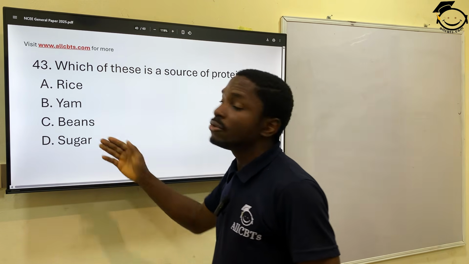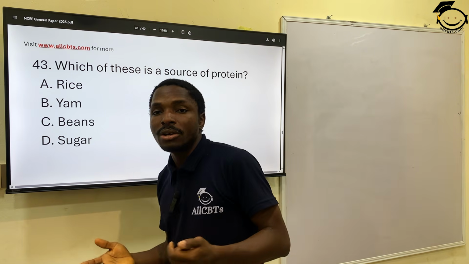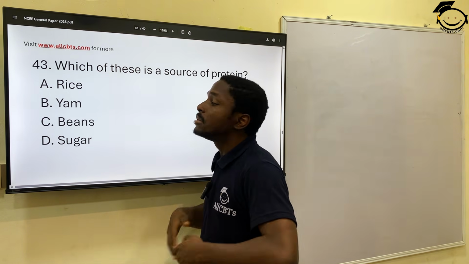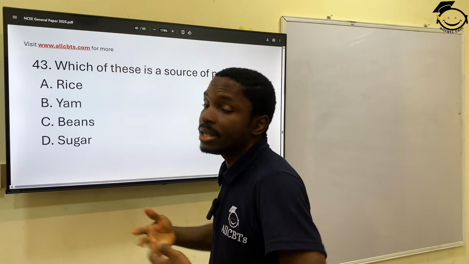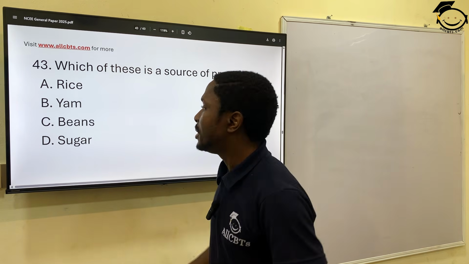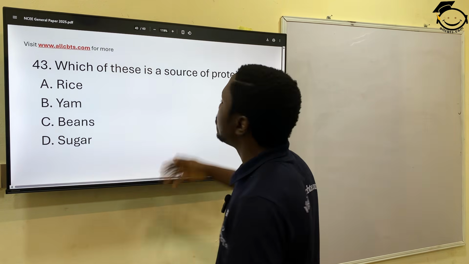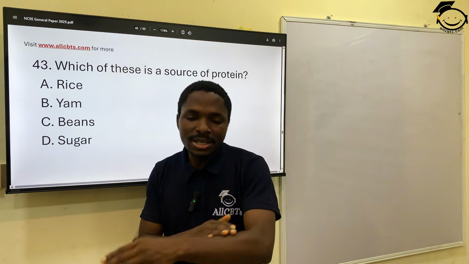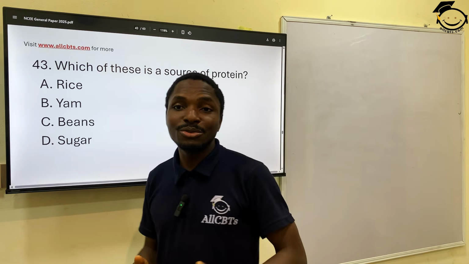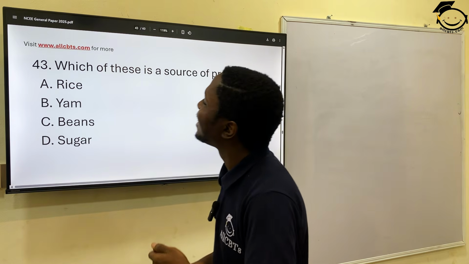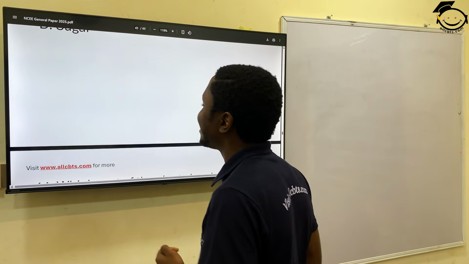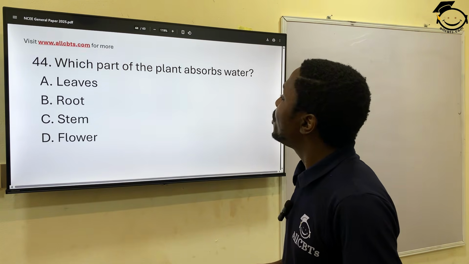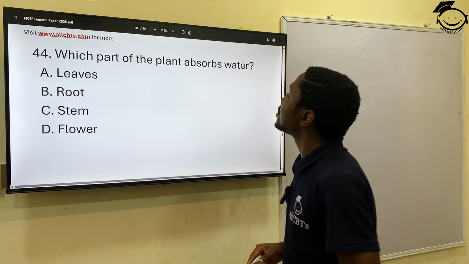Rice, yam, even sugar will give you carbohydrate or simple energy. That's simple glucose. Okay, but beans will give you protein. It will make your skin fresh up and help you to grow a little bit taller. So that's beans. And then 44, which part of the plant absorbs water?